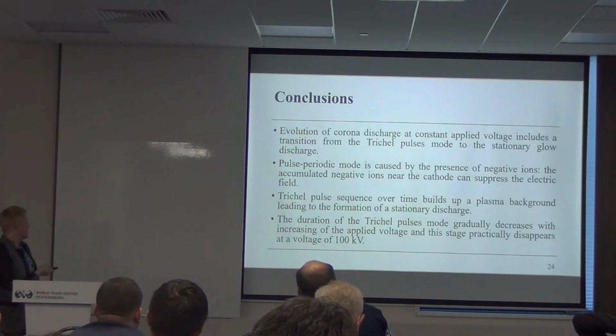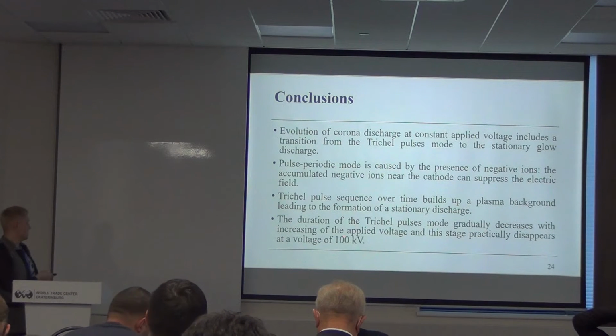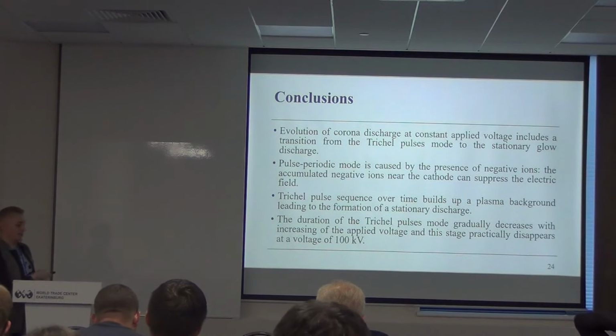The Trichel pulse sequence over time builds up a plasma background, which leads to the formation of a stationary discharge. And the duration of the Trichel pulses mode gradually decreases with increase of applied voltage. And this stage practically disappears at a voltage of 100 kilovolts.